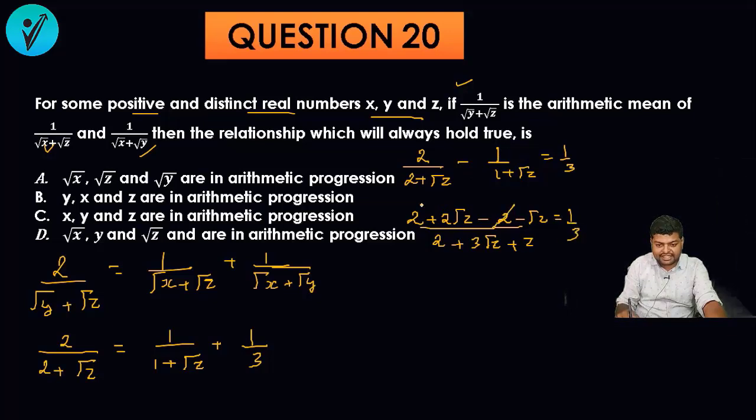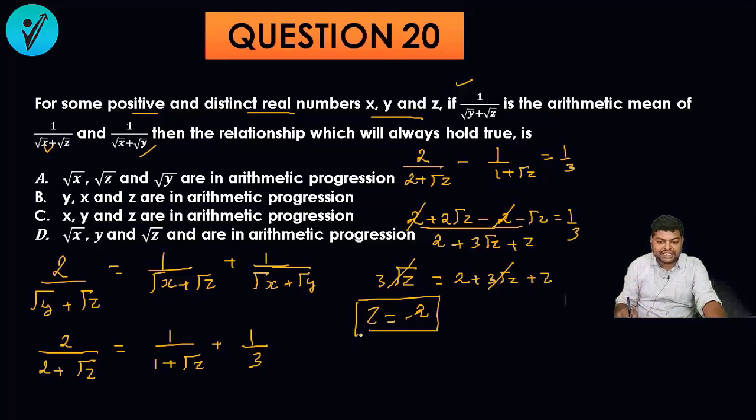So this and this is cancelled. So we'll be having root z here. So we'll be having 3 root z. 3 root z is equals to 2 plus 3 root z plus z. So this and this will be cancelled. So we'll be having the value of z as minus 2. Now let's see.